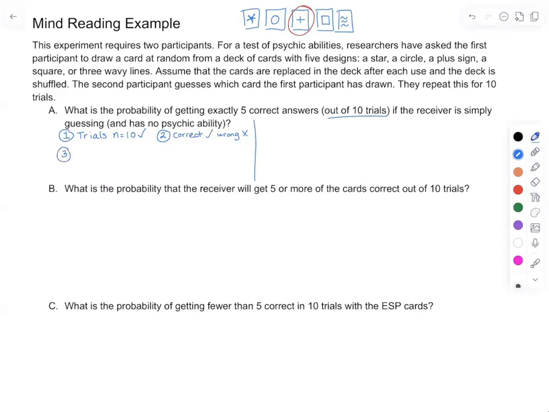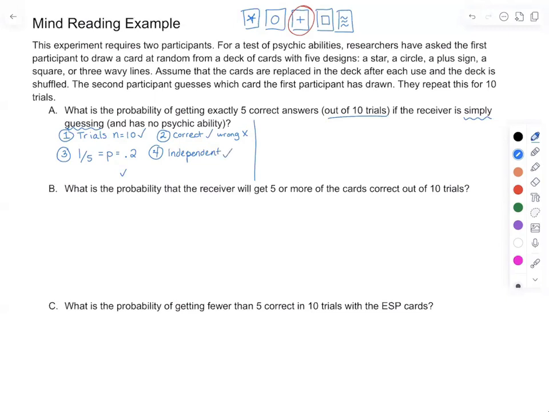Number three is we need the same probability of success for each trial. And here we're saying that they're just guessing. So if I've picked my card, they have a 1 out of 5 chance of getting it right. And that's my p-value. As a decimal, we're going to call that 0.2. So 1/5 is the same as 0.2. And so that one's also met. And last, number four is independence. If the person has no psychic ability, then every time they're guessing, it is independent. Okay, so all four requirements are met here.